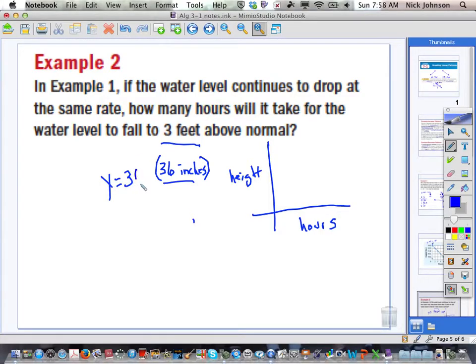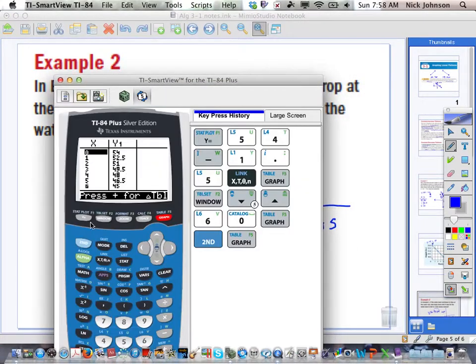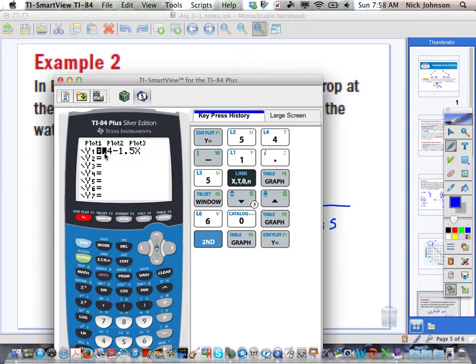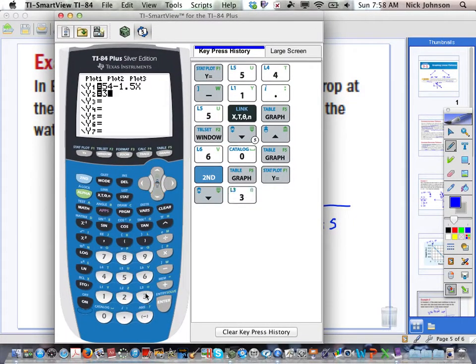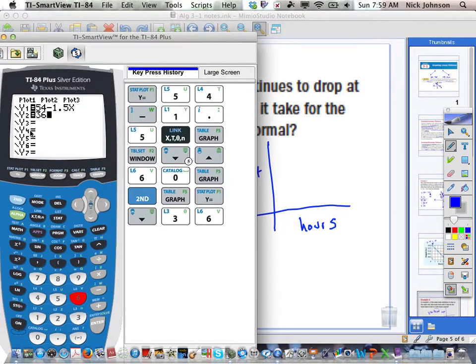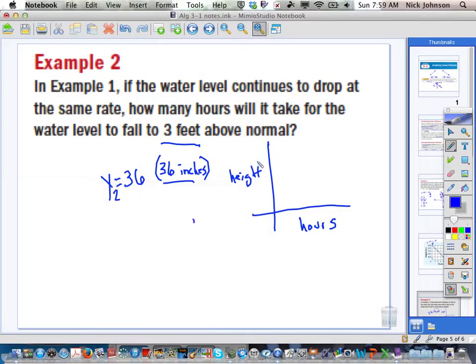So here's what you need to do. On your graph, make this your y2. You keep that function, or that line, the same. Leave your linear equation the same because you want to know when this equation equals 36. So on your y2, what you do is you go down here and go to 36. Now, what's going to happen is you're going to have a horizontal line at 36.